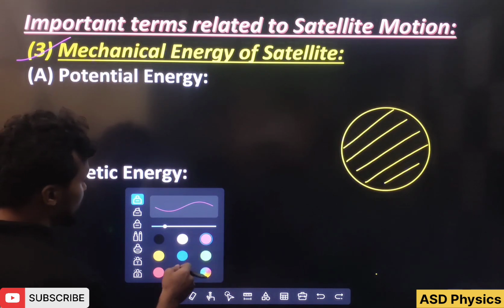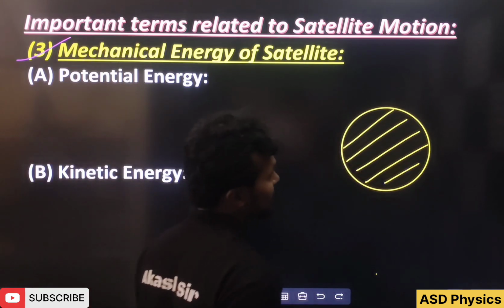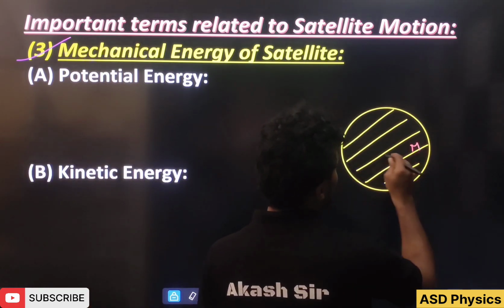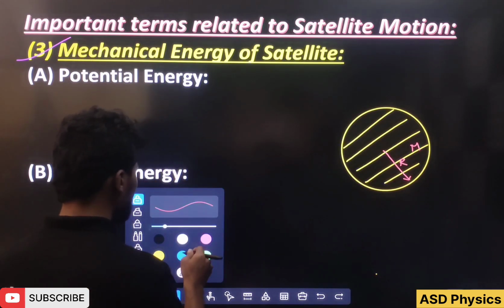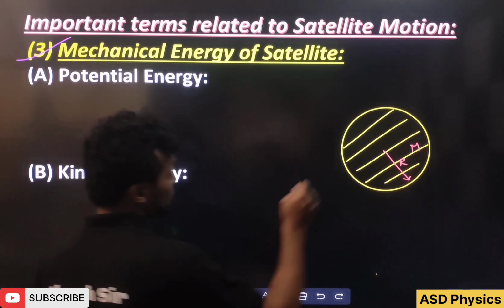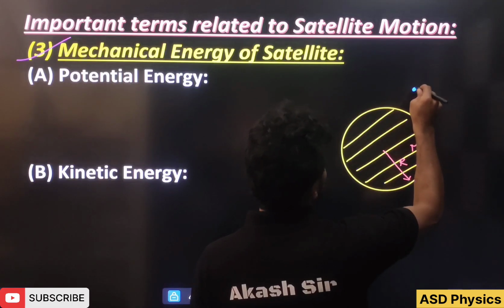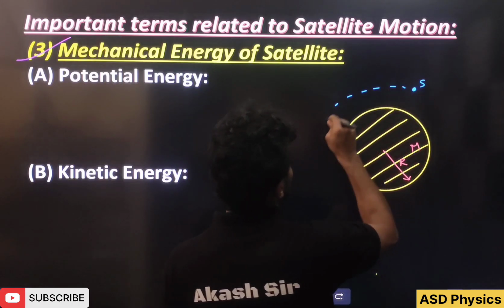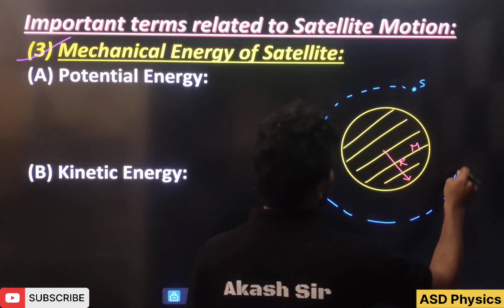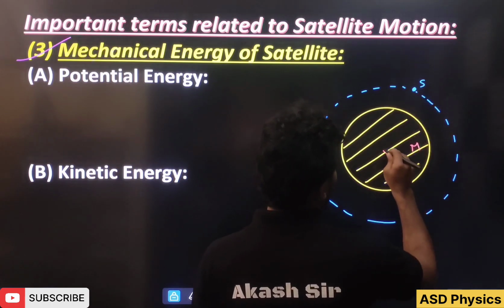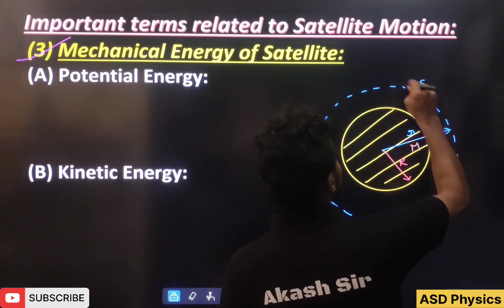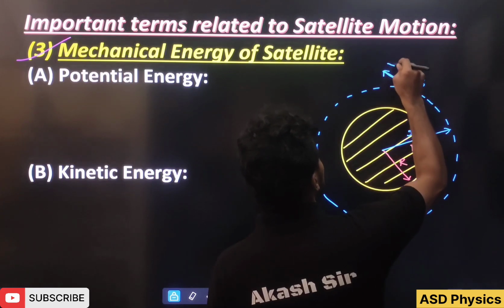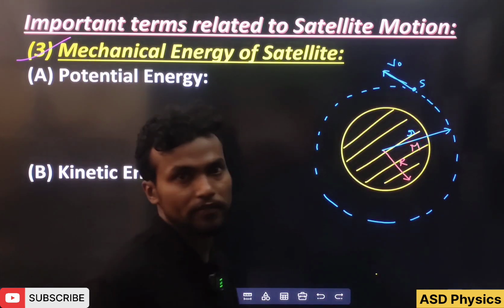Here, students, I have taken a planet. Let's take its mass as M and the radius as R. Now, what is happening around the planet? There is a satellite, a point mass satellite, revolving in an orbit. The radius of the orbit is small r, and the orbital velocity of the satellite is v0.